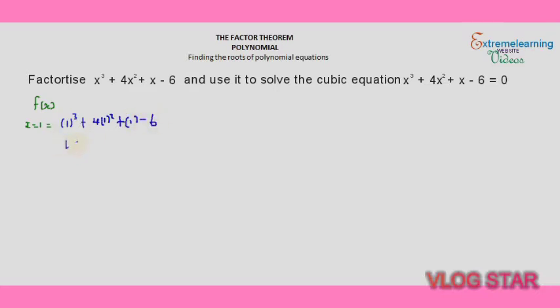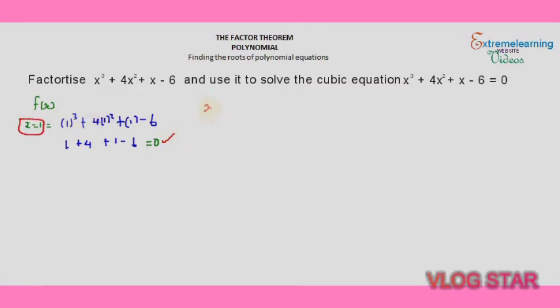Now 1 cubed is the same as 1, plus 4 times 1 squared, which is still 4, plus 1, then minus 6. If we simplify this, 1 plus 4 is 5, plus 1 is 6, and 6 minus 6 is equal to 0. Very good. That was too easy. Now we have gotten it. The first root of the equation is what? The first factor is x minus 1.